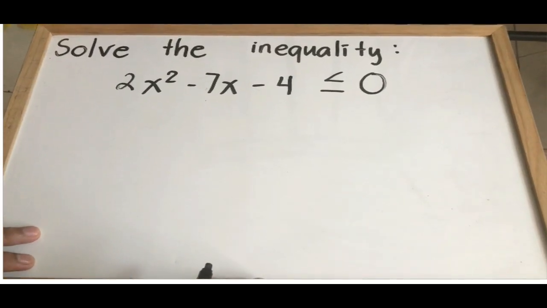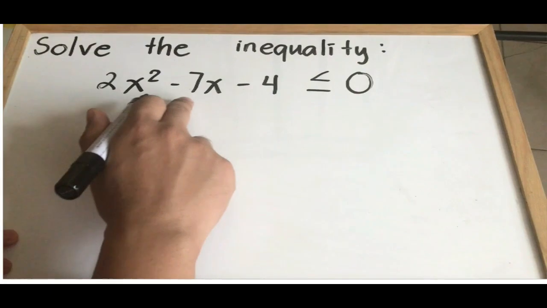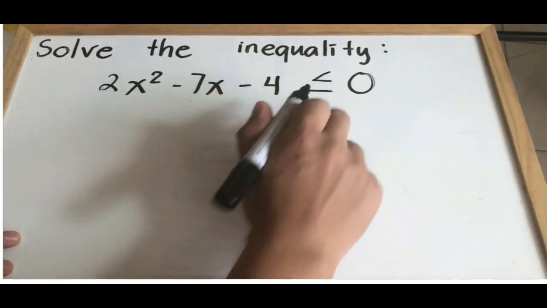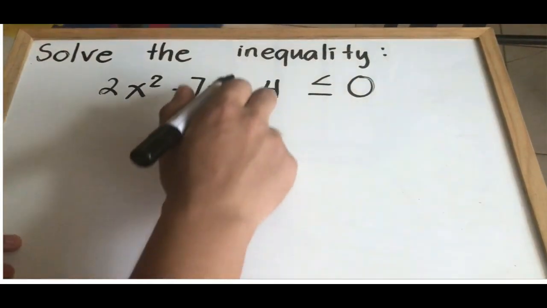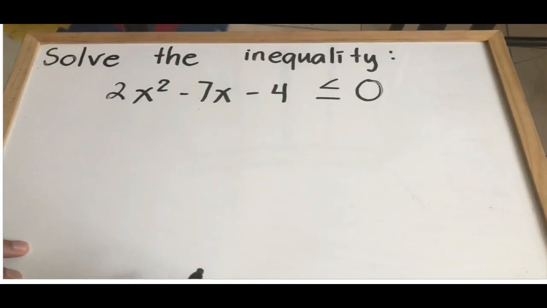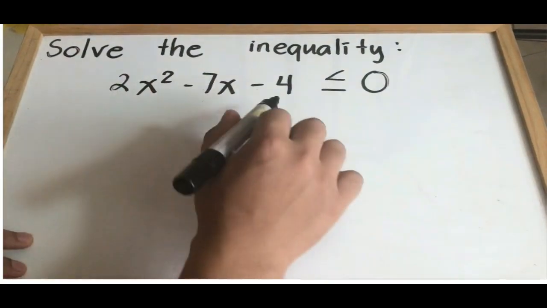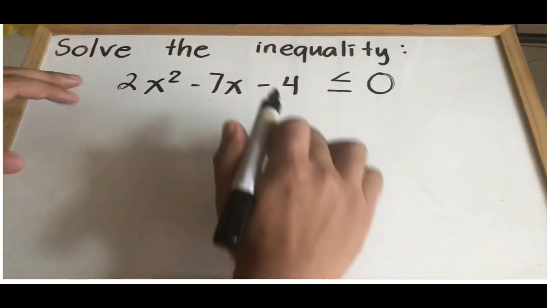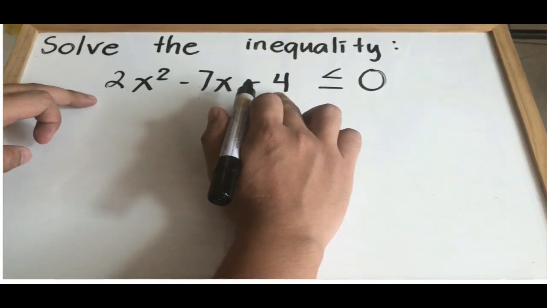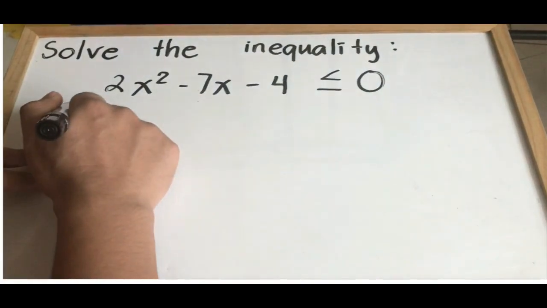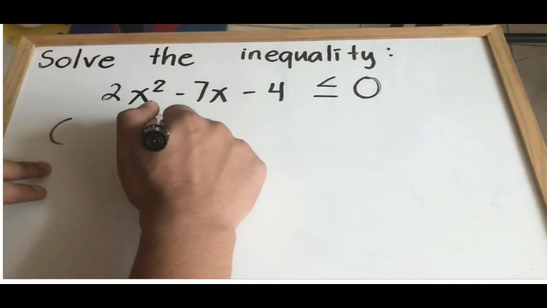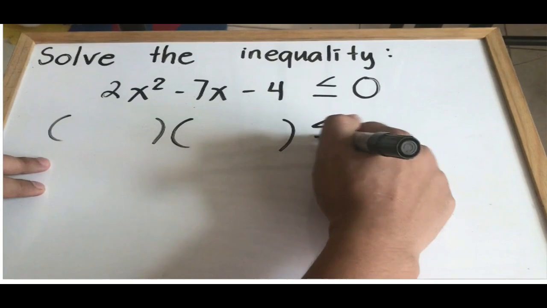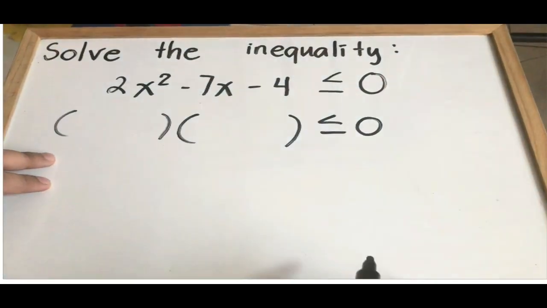Solve the inequality: 2x squared minus 7x minus 4 is less than or equal to 0. Study the given. This is a quadratic equation. That means, to solve, we need to factor it. Now let us find the factors. Less than or equal to 0.